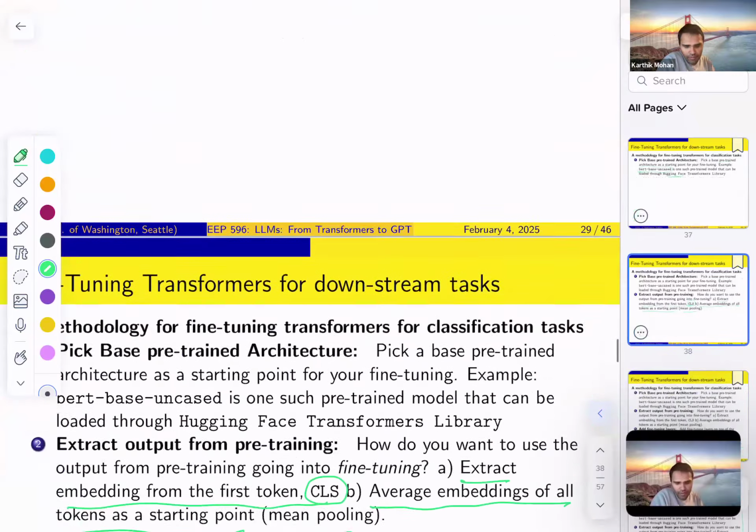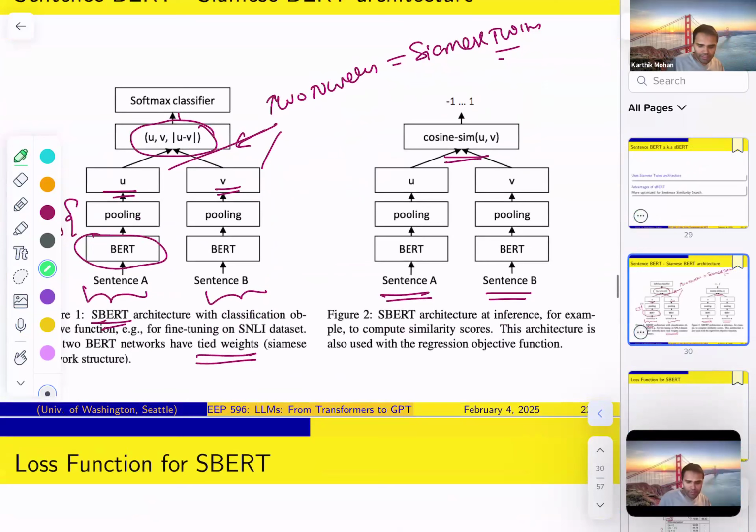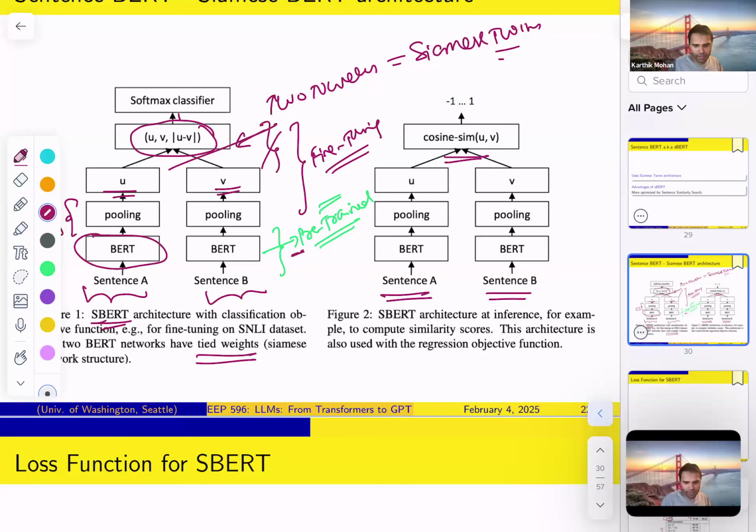So in the case of Sentence BERT, for example, this piece is pre-trained. It already exists. You start with a pre-trained model. The weights are already there, but you're doing fine-tuning here, right? Sometimes you might also fine-tune the weights here, but these things are really new. So you'll have to fine-tune the pooling and anything else that comes up here. So the last few layers are what you usually fine-tune.